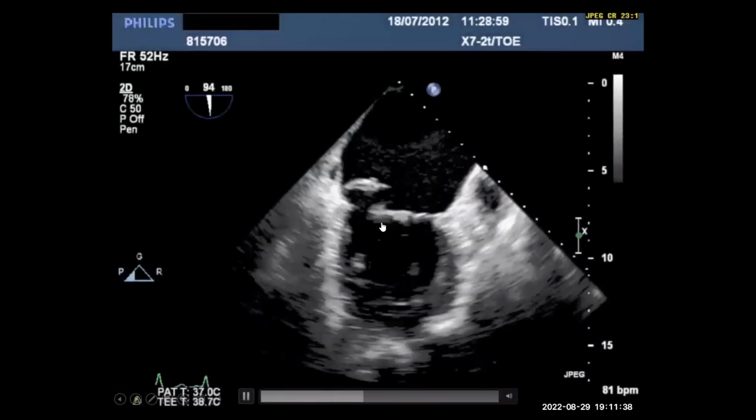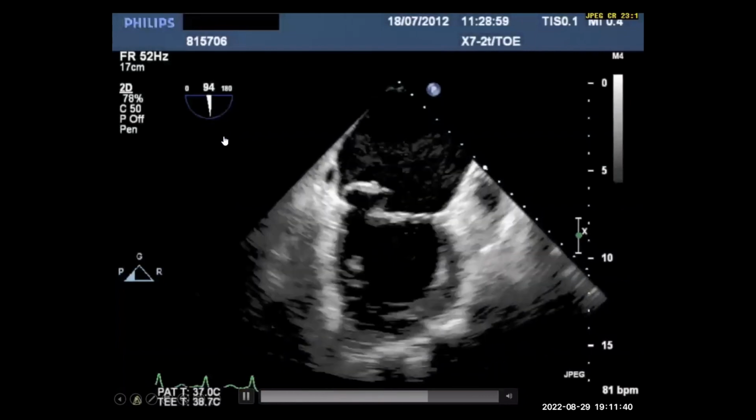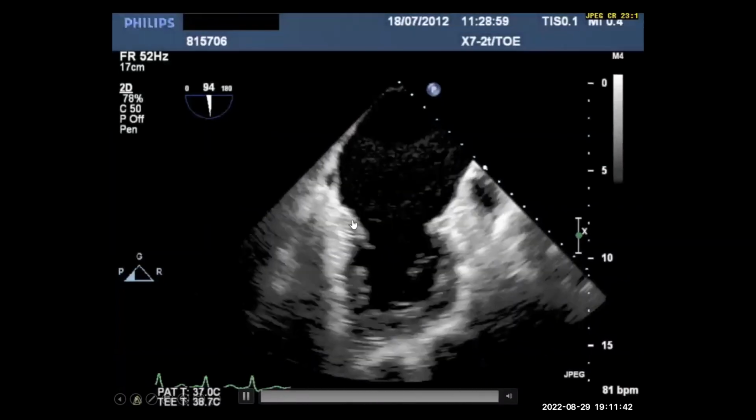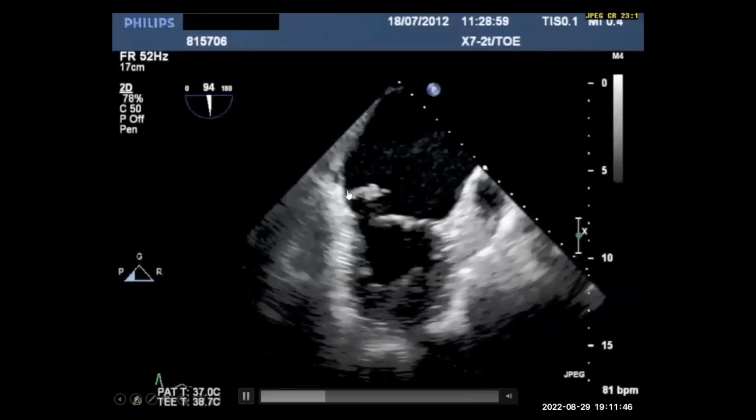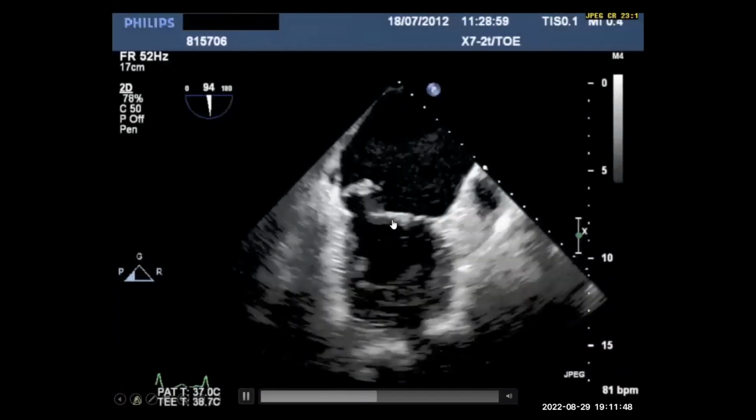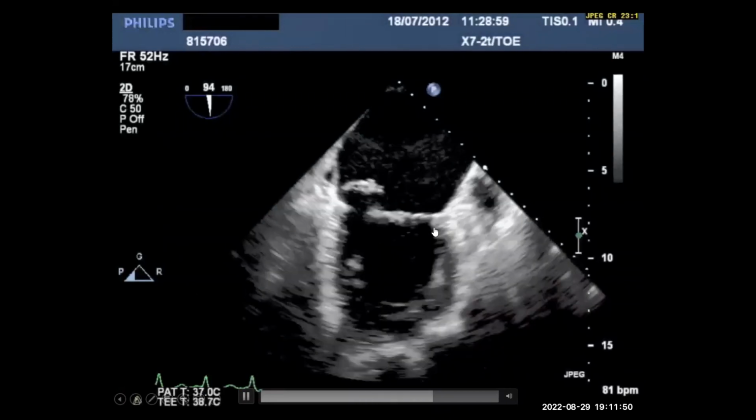And again, now we're moving to 90 degrees. So the probe is turning around and slowly takes different parts of the valve. And we see now again a prolapse of the posterior leaflet while the anterior leaflet remains on the plane of the annulus.